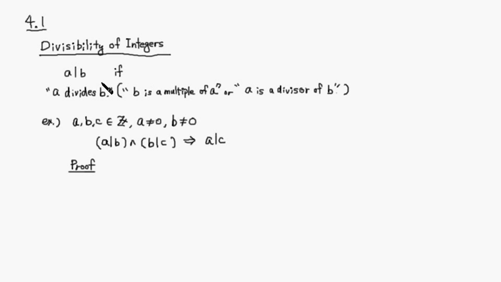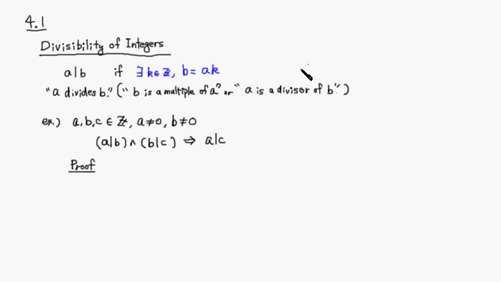We say A divides B if, here's the definition, there exists some integer k such that B can be written as A times that integer.